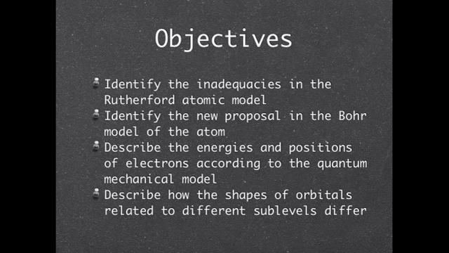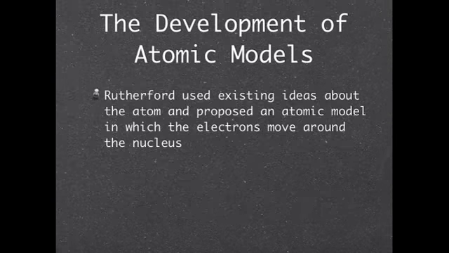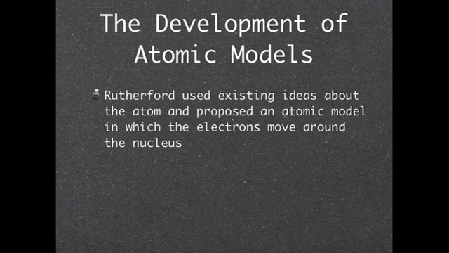Identify the inadequacies of the Rutherford model. Identify Bohr's proposal. Describe the energies and positions of electrons according to the quantum mechanical model, and describe the shapes of these different sublevels. Okay, so take a look in your book. Turn to page 128 in your book so you can see the different models of the atom.